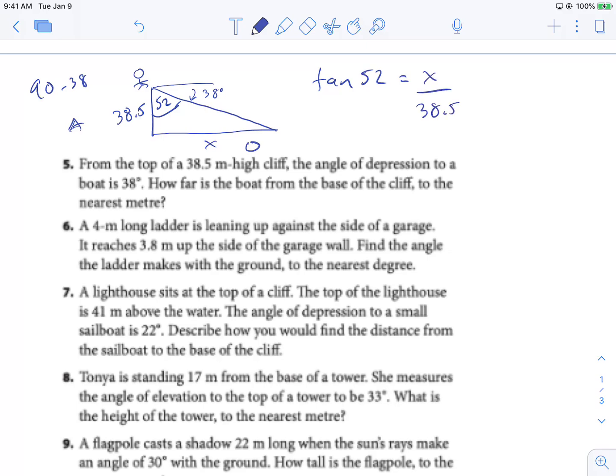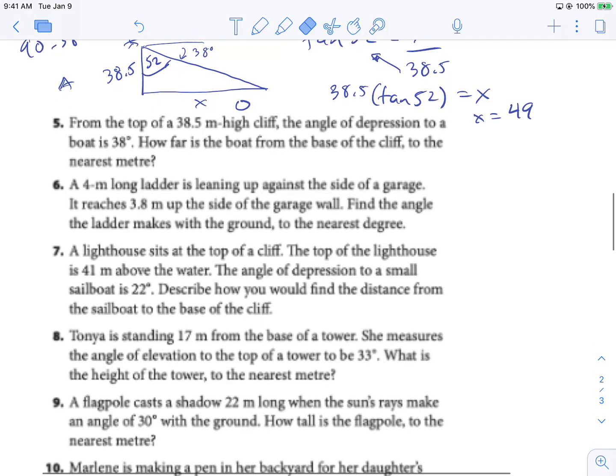So when we do this, we get both sides multiplied by 38.5. So 38.5 times tan 52 equals x. 38.5 times tan 52 gives us a value of x of 49.2, but it says to the nearest meter, so we're going to leave it as 49.